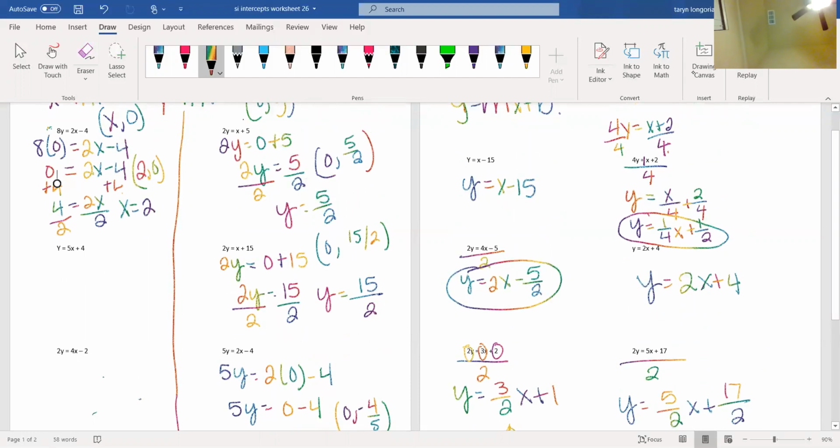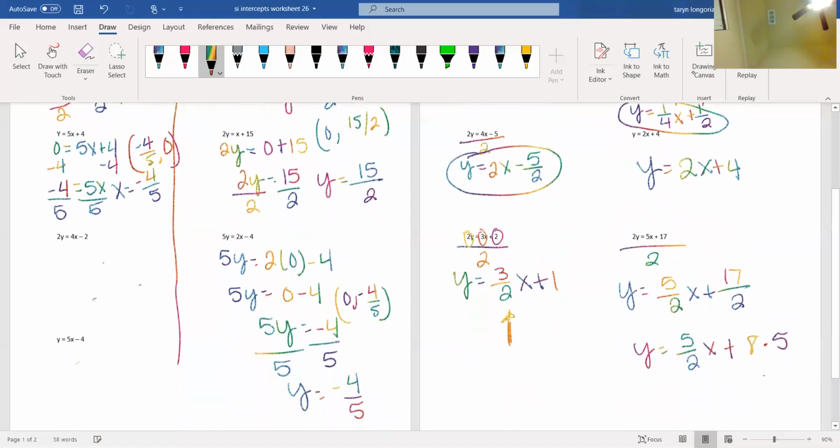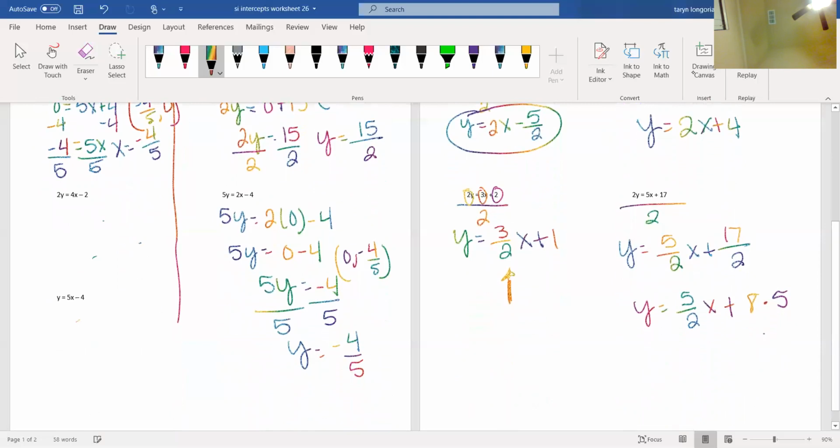Now let's finish off our x-intercepts. That means our y's are going to be 0. So that's 0 equals 5x plus 4. You want to get x by itself, so move the 4 over. That's negative 4 equals 5x. Divide by the 5 to get x by itself, and your x equals negative 4 over 5. So that'll be negative 4 over 5, 0, and that's your point. Same thing, plug in 0 for y if you're trying to find your x-intercept.